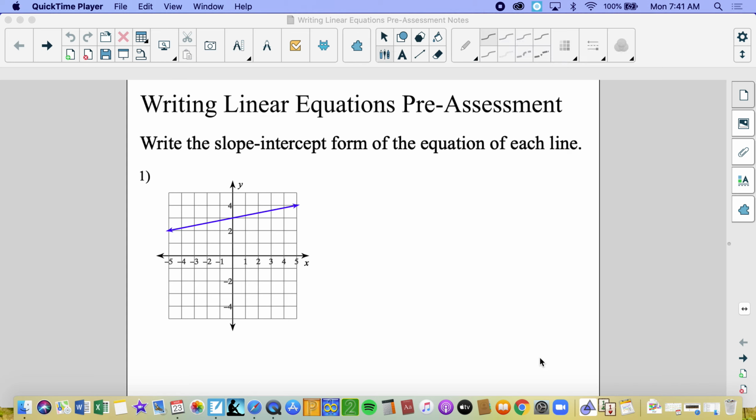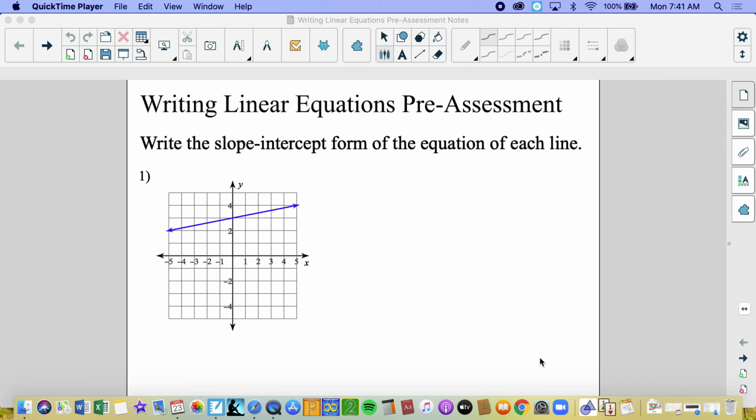This is going to be an explanation of the pre-assessment. If you have questions on problems, I'm going to go over each one, and then there will be an office hour later on today for you to ask questions pertaining to the assessment.